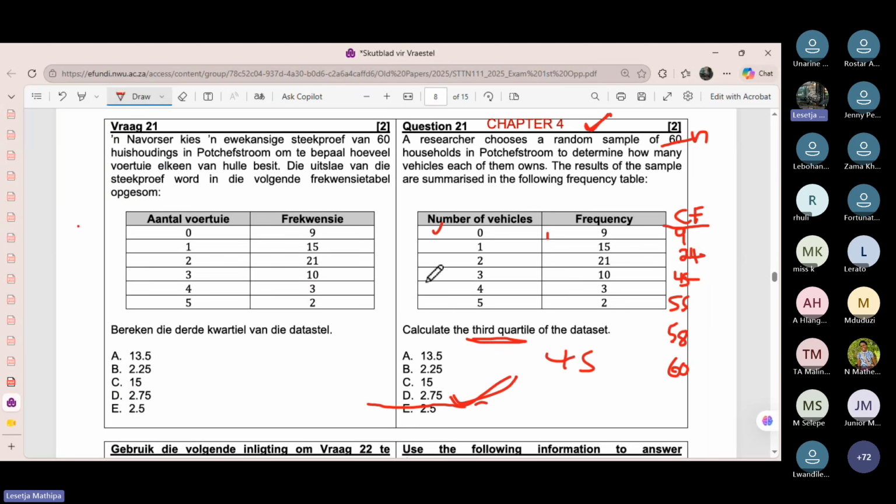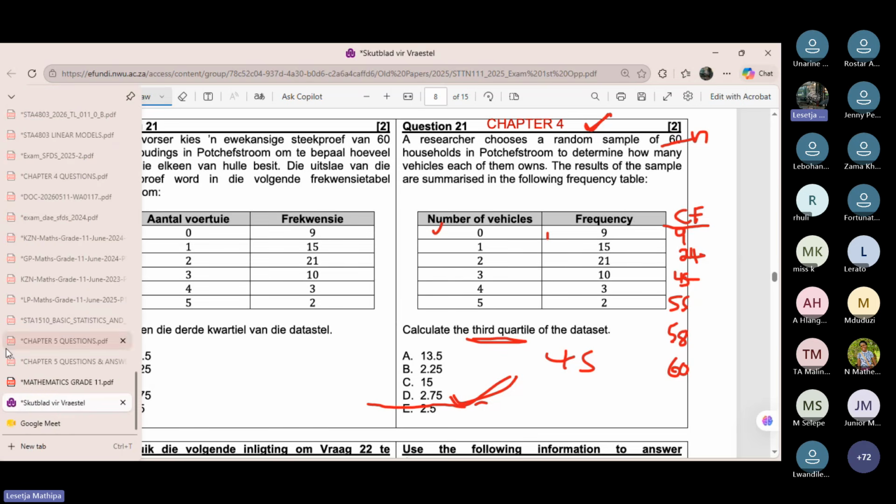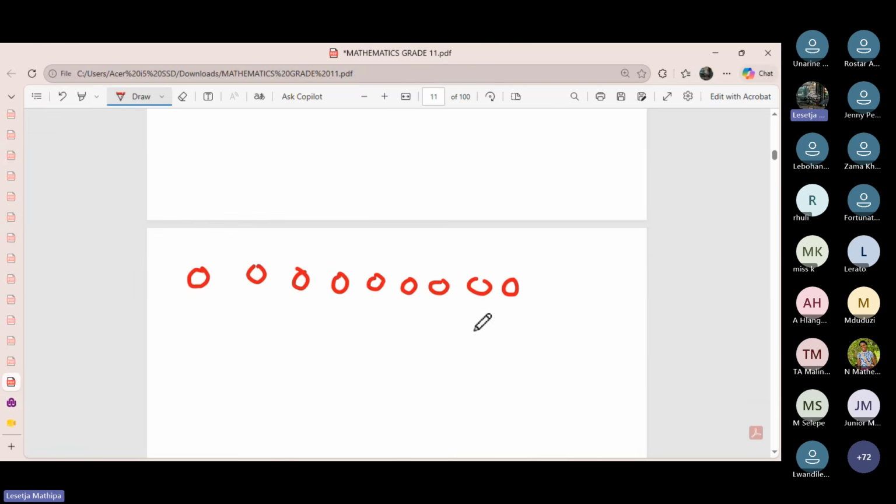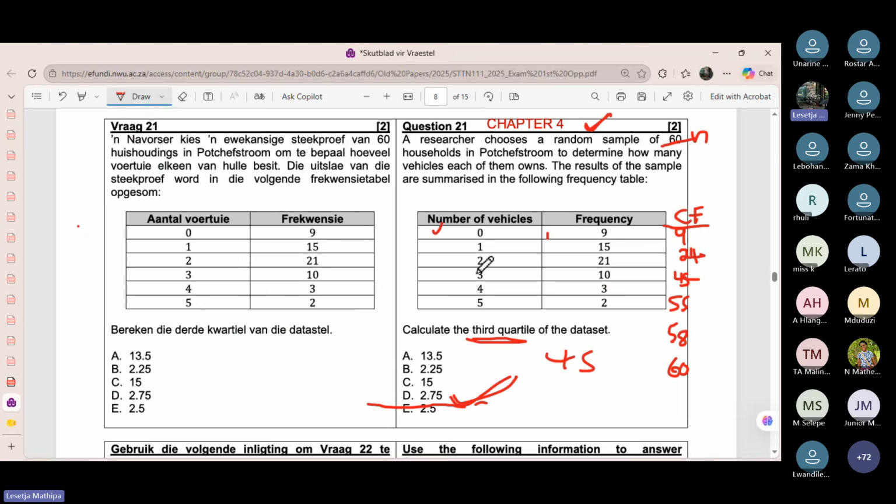And then remember, you don't have to write everything. The aim here is to reach position 45 and position 46. That's just to give you a hint. I'm not going to write everything. Then for the 1, you're going to write 1, 2, 3, 4, 5, 6, 7, 8, 9, 10, 11, 12, 13, 14, 15. Remember, you don't have to write everything. The aim is to reach position 45 and position 46.